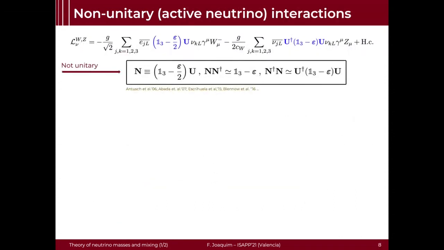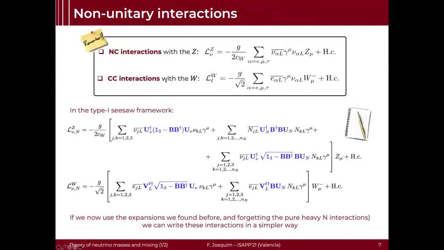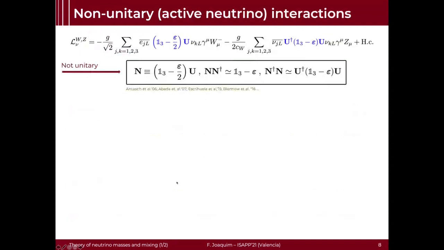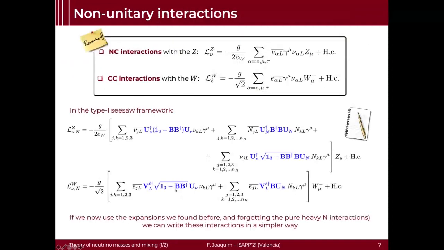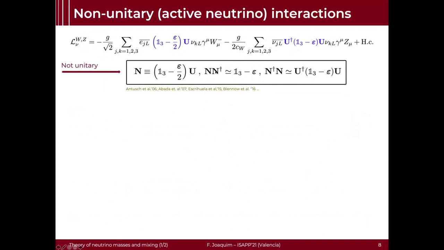Okay, so if we focus only on the light neutrino sector, and if we use the expansions we found before, we can define this matrix N, which is just another way of writing this. If you compare this with this, you see that this epsilon matrix will be BB†. And N will be approximately the identity matrix minus epsilon, and N†N will be this combination here.